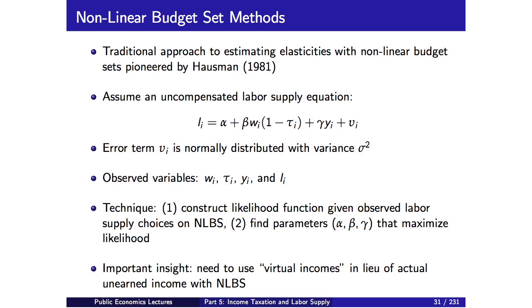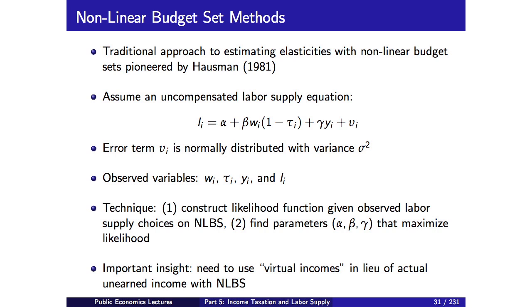In the data, what we see are wage rates, tax rates, unearned income. When I say unearned income, I mean like an inheritance or interest income, capital income, something that is not related to the number of hours you're working. And L_i, the number of hours you work, okay? The econometrics of this look a bit complicated with a lot of equations, but the concept is actually really simple. There are two steps.